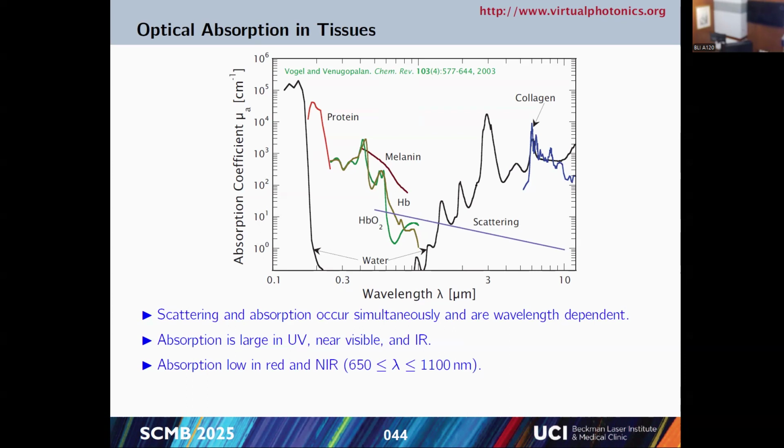Water, I didn't show lipids. Lipids also start to percolate in around 900. But this is what we call kind of the therapeutic or diagnostic window in the near infrared going to the SWIR. Melanin is definitely, if you're looking at skin, an important absorber you have to consider. But this gives you a sense of what are the various constituents you can probe.